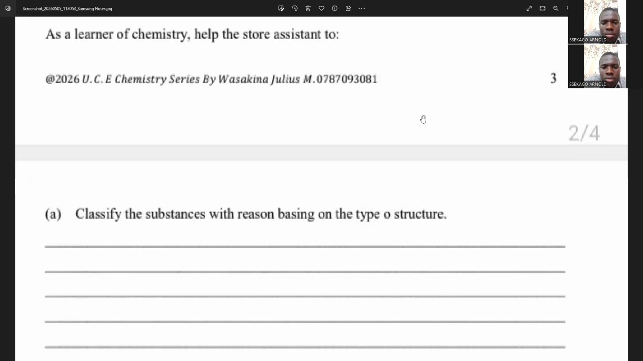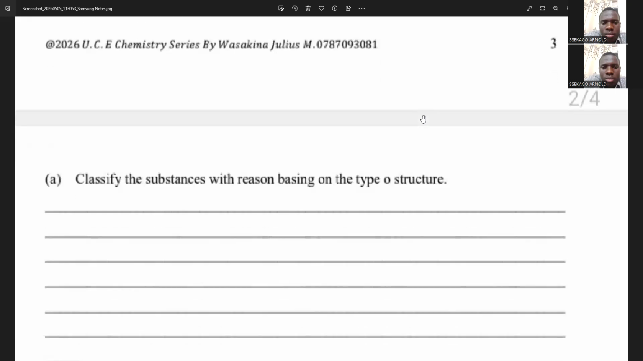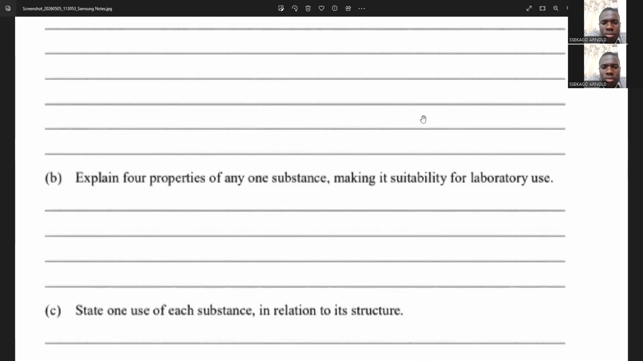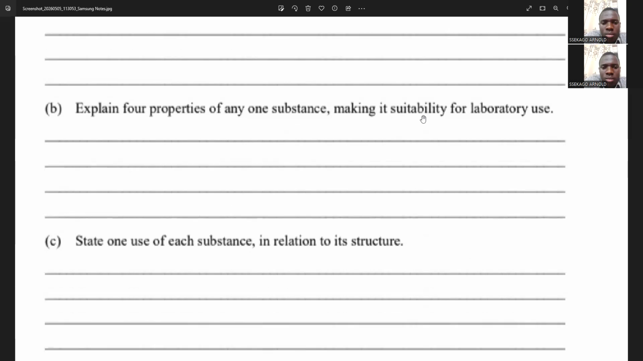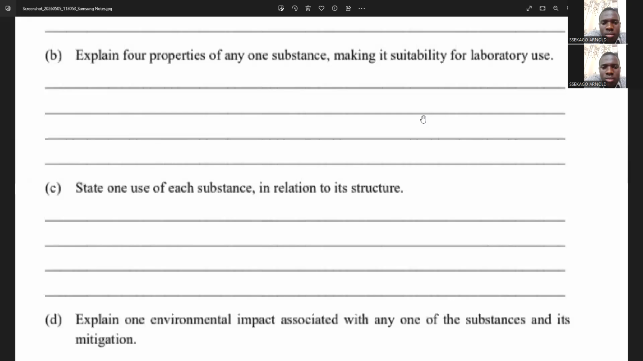Nature and type of bonding. So here we classify the substances, but basing on the type of structure. Then the properties still appear of any one. Then we state the use of one and also explain the environmental impact associated with any one. So allow me first to pause this a little bit, then come back with the dissection of the responses.